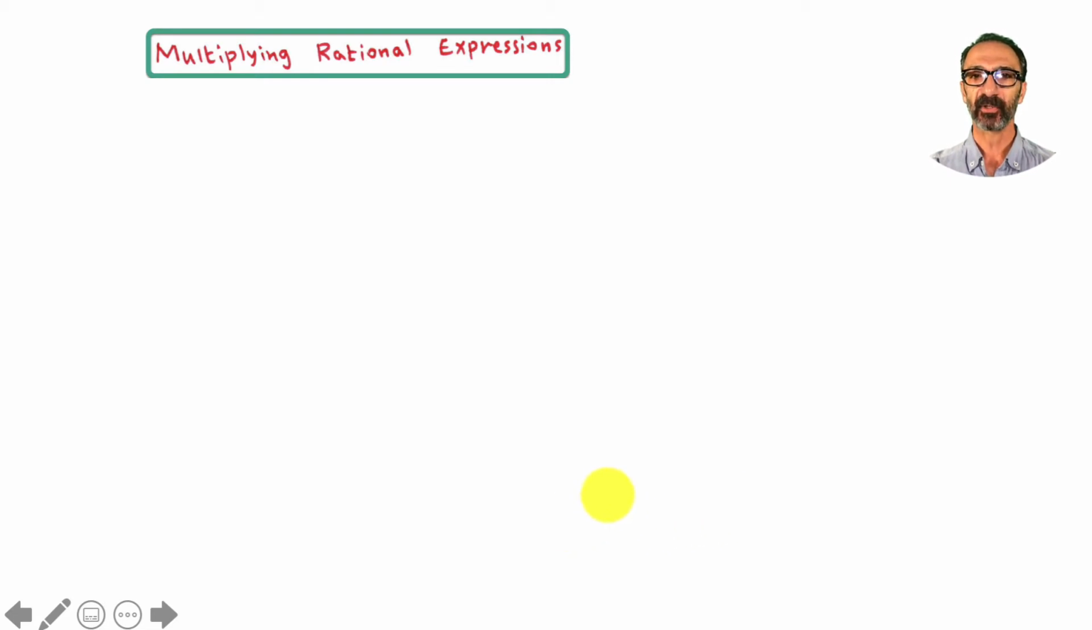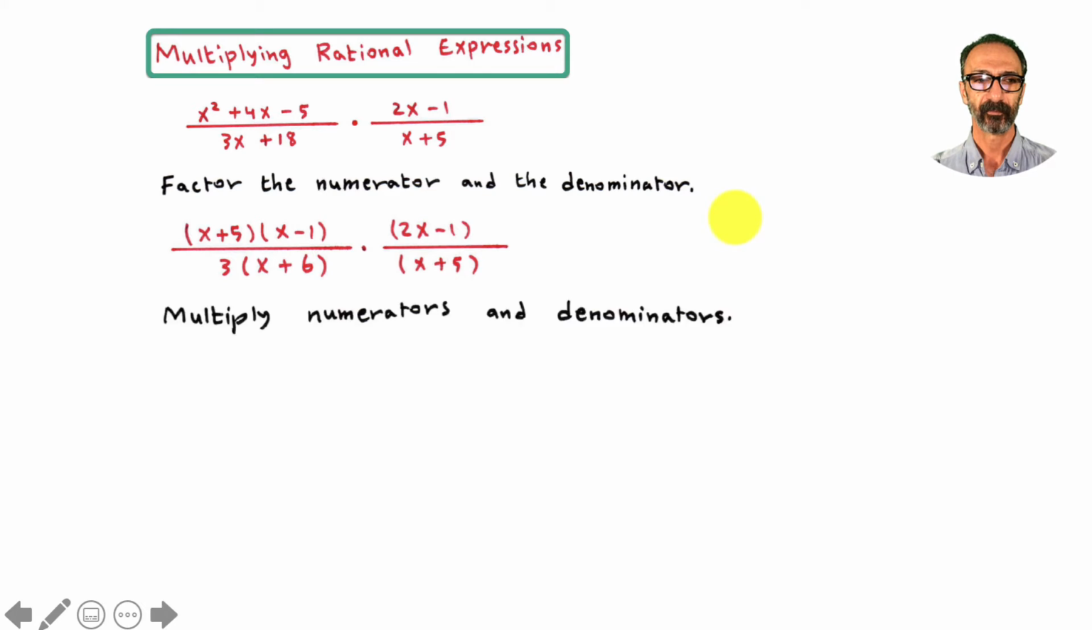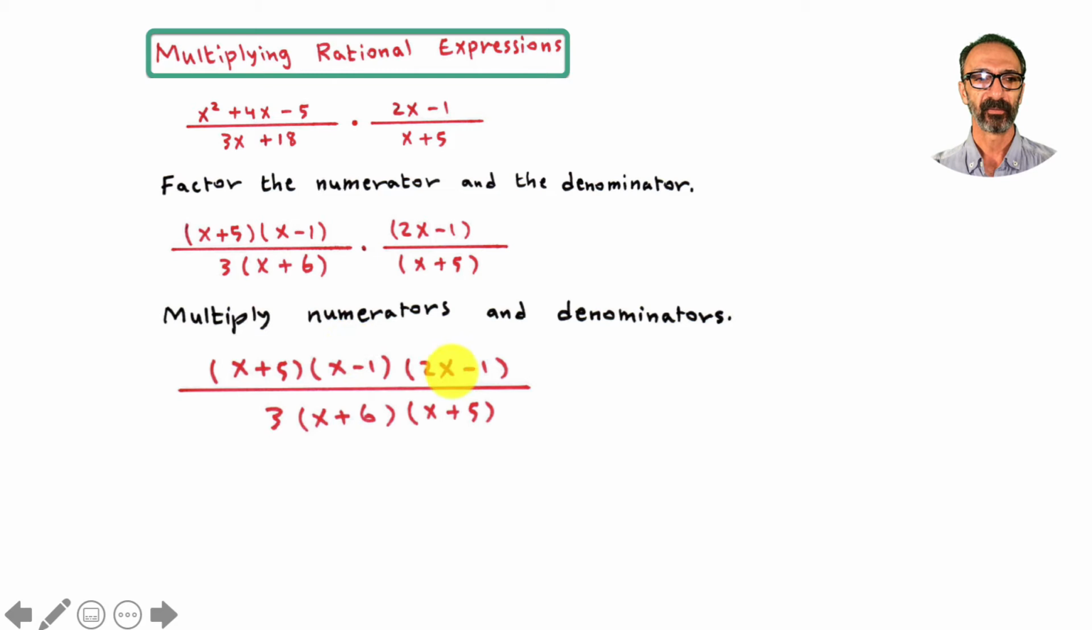Multiplying rational expressions. Here's an example. To multiply, we're going to factor the numerator and factor the denominator to the best that we can. This right here factors to x plus 5 times x minus 1. From here, I could take 3 out. I'm going to multiply the numerators and the denominators, which sometimes we call multiply across. Make it one fraction bar. Okay, now that's what I have.